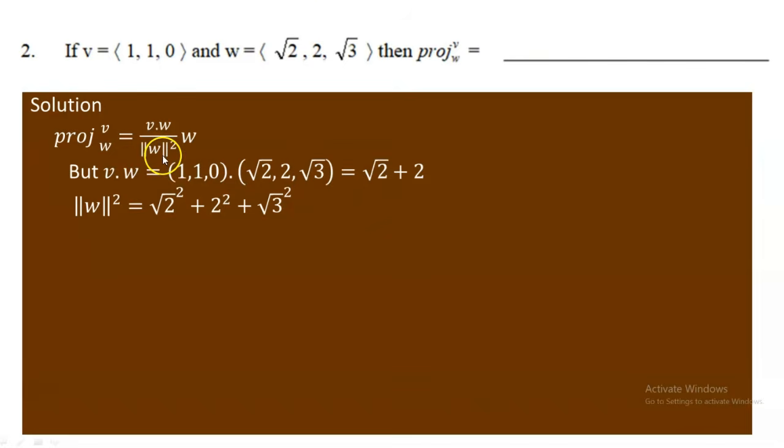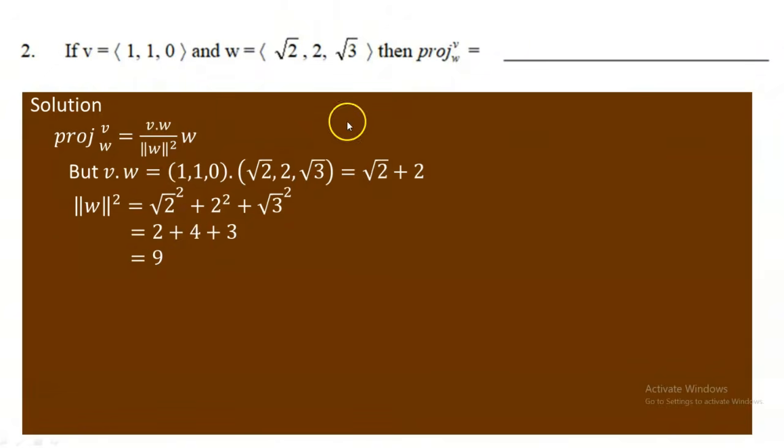Now we need to determine what the norm of w is. The norm of w, in fact, is the square root of the sum of the squares of the components. But since this is squared, we don't need to use the radical expression. So you simply square the components: radical 2 squared plus 2 squared plus radical 3 squared. So this basically is 2 plus 4 plus 3. And finally, you are going to have 9.